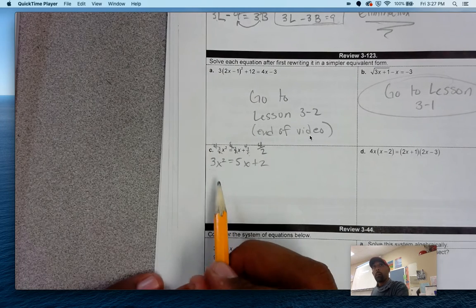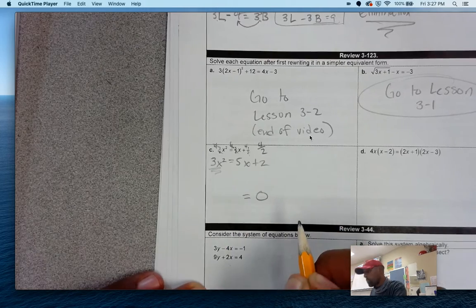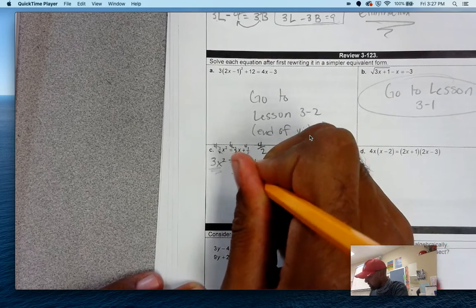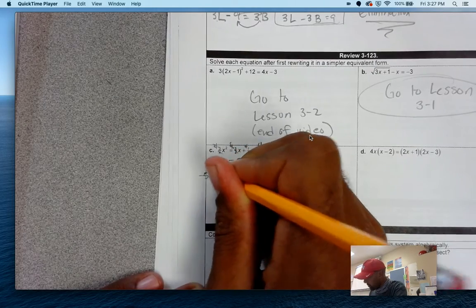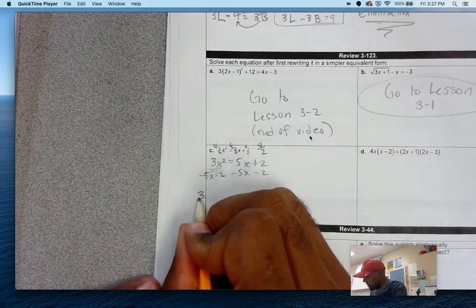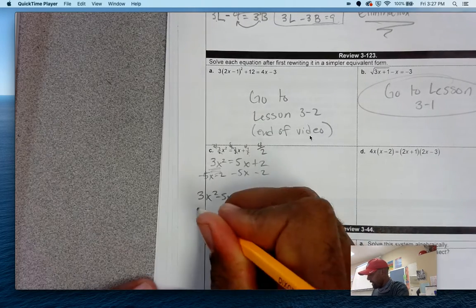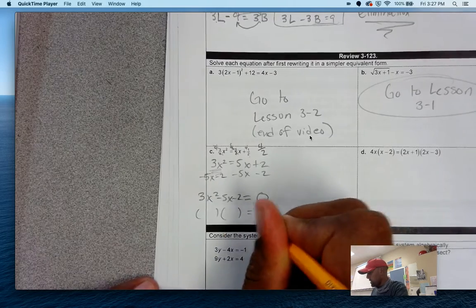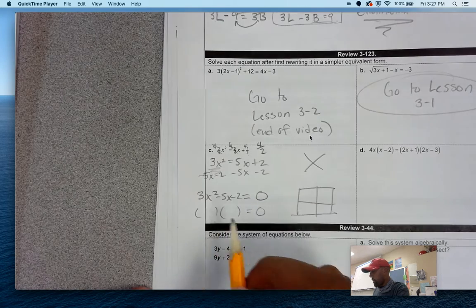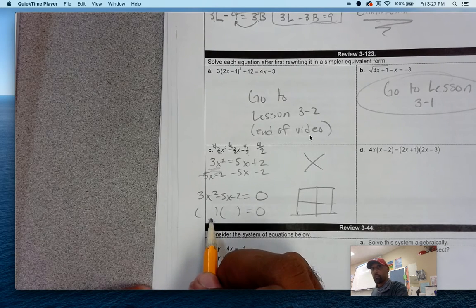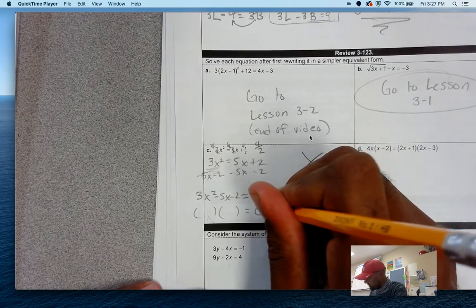Okay, now I have the equation that has x squared, so that means I'm going to need to make it equal 0. So what I want to do is subtract this from this side and this from this side, or from both sides, I mean. So now I have 3x squared minus 5x minus 2. And now, guess what? I'm going to have to use the x and the box and solve. Now remember, don't just stop there and write the factors. Now you need to take those factors and then figure out what x is equal to.